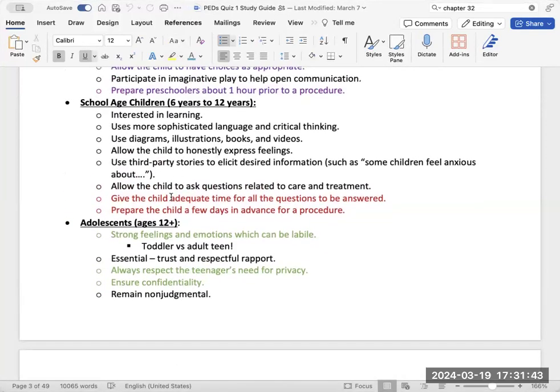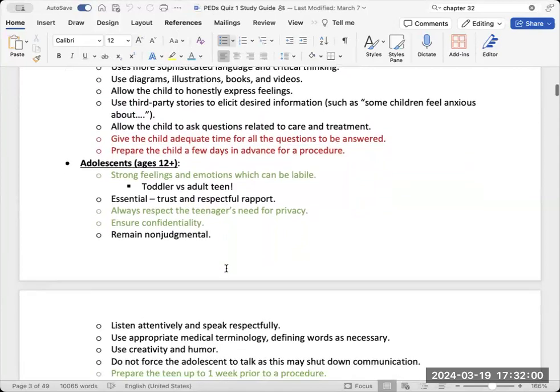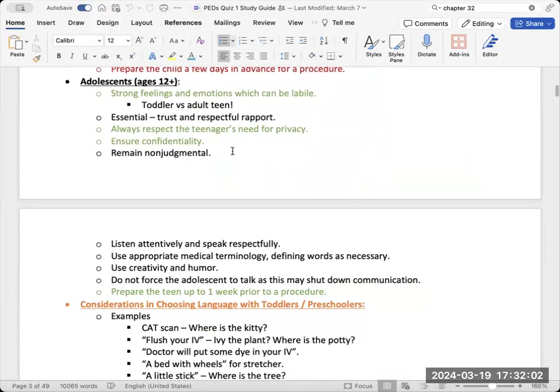And if you're going to have a procedure for a school age child, you want to prepare the child a few days in advance for a procedure. So, school age, few days before, preschooler, 1 hour before, a toddler, right before. For adolescents, we're talking about ages 12 and up.